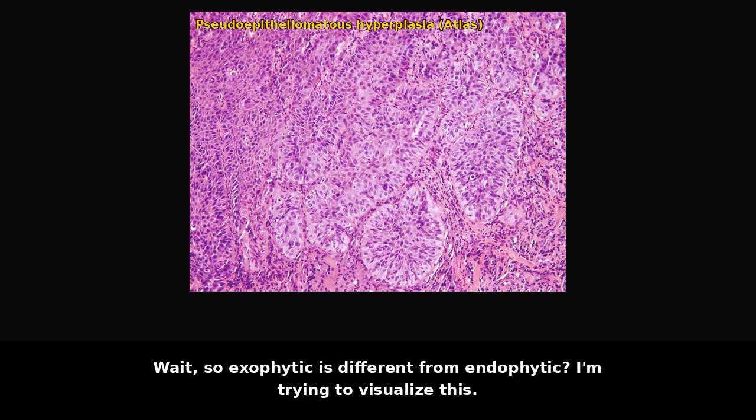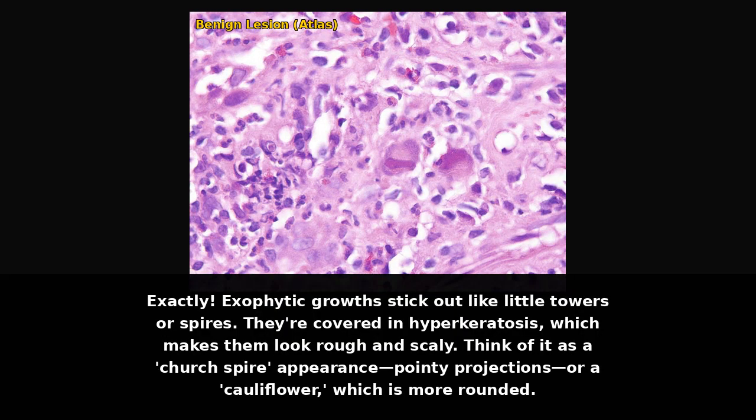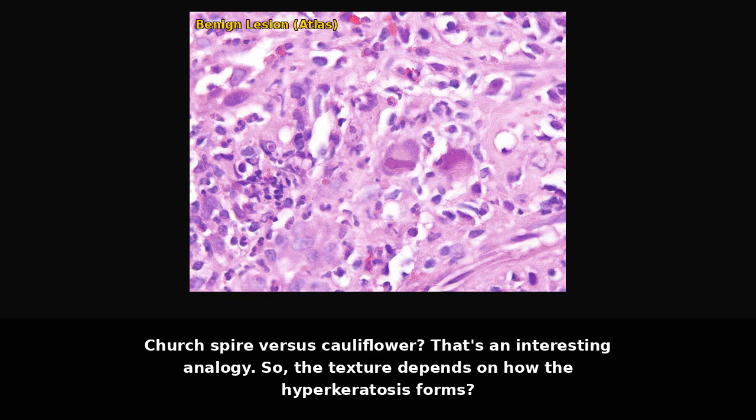Wait, so exophytic is different from endophytic. I'm trying to visualize this. Exactly. Exophytic growths stick out like little towers or spires. They're covered in hyperkeratosis, which makes them look rough and scaly. Think of it as a church spire appearance, pointy projections, or a cauliflower, which is more rounded. Church spire versus cauliflower. That's an interesting analogy.